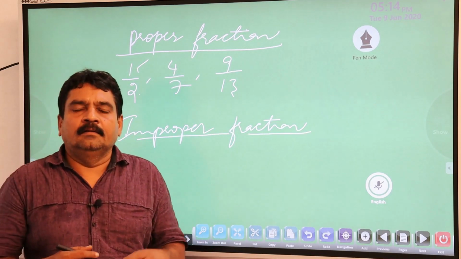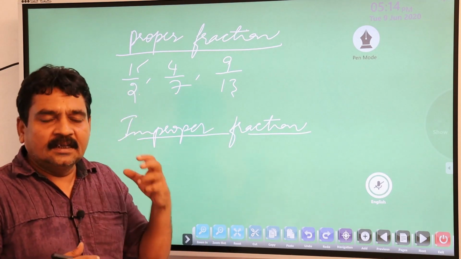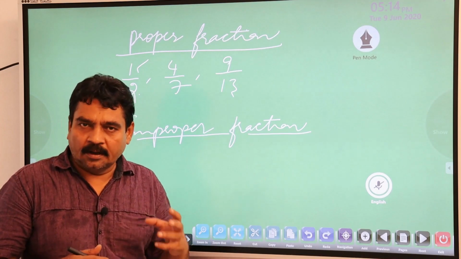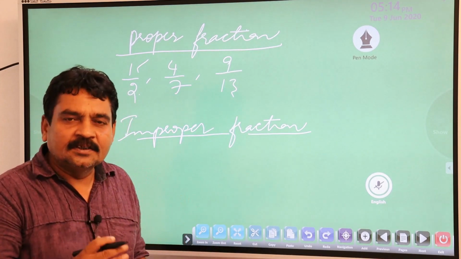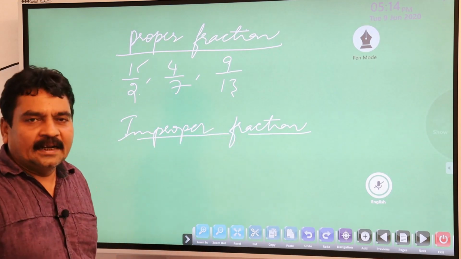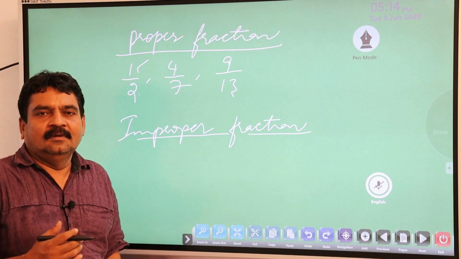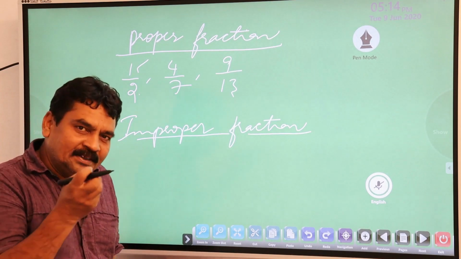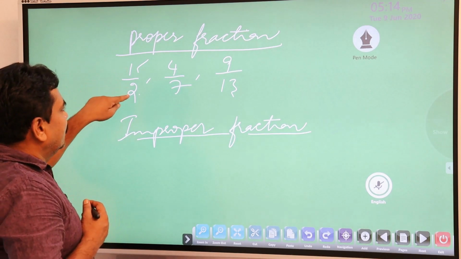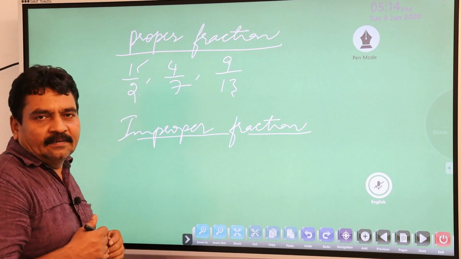When the numerator is more than the denominator, you call such a fraction an improper fraction, or a fraction which is more than 1 is called an improper fraction, which can be converted into a mixed fraction. Here 1 is divided by 2. Okay, 4 is divided by 7.